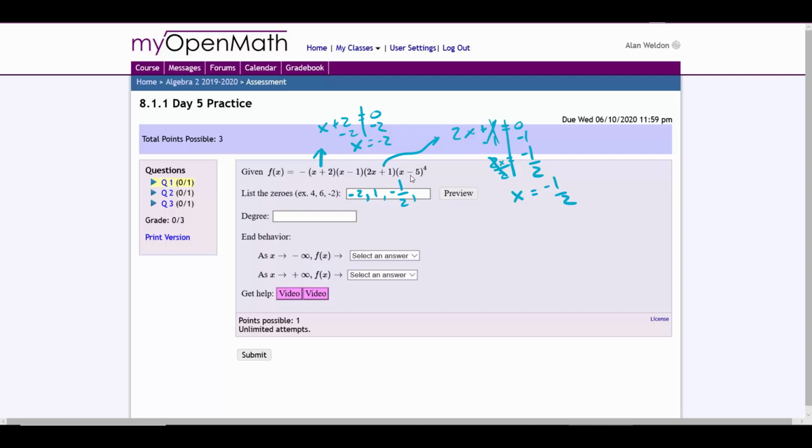And then the last one on the end is going to be a 5, right? 5 minus 5 equals 0. And for MyOpenMath, we do not need to write that 4 times because of that exponent. So just one 5 will do here.